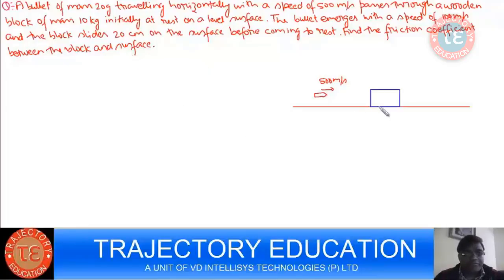Right, so the block is of 10 kg. The bullet strikes this mass, penetrates into this body and comes out with a velocity of 100 meter per second. The bullet enters into the block at a speed of 500, it gets slowed down and comes out with 100 meter per second.